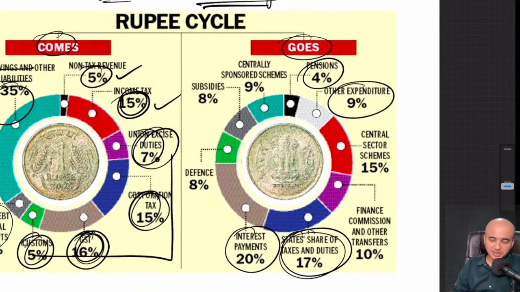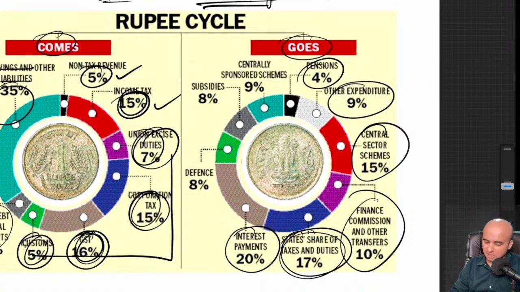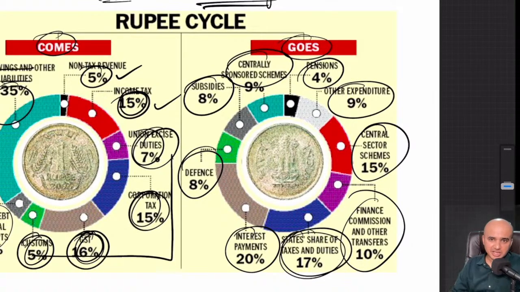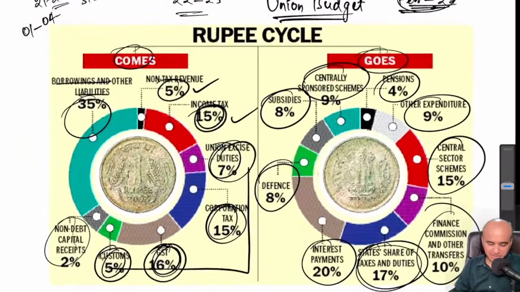Then finance commission and other transfers, so that is some 10%. Then central sector schemes, 15%. They have to distribute to all these schemes and pensions and interest, and centrally sponsored schemes, some 9%, and subsidies 8%, defense 8%, things like that. So this is the budget which was proposed by the union government this year, that is Feb 22. So this thing will happen at every level.